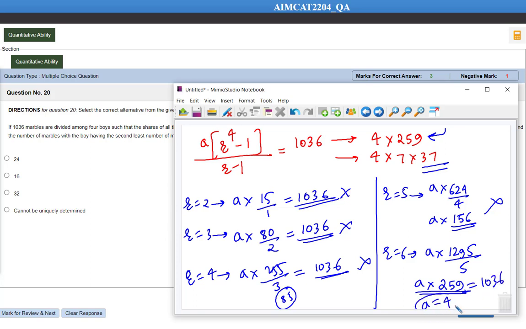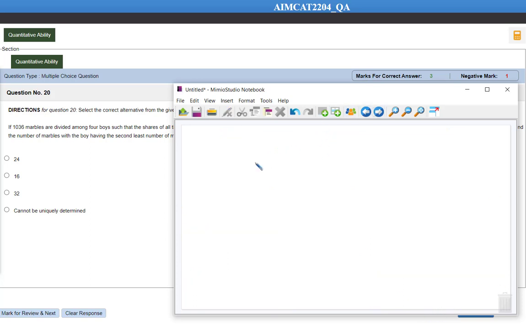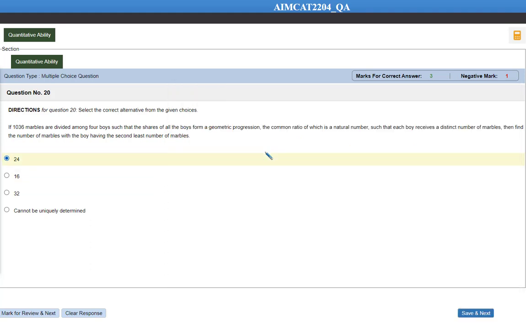A is equal to 4 means those four numbers are going to be how much? 4 into 6 is 24, into 6 is 144, and 144 into 6. So second smallest is 24. Okay everyone, so this question can be incorrect, the answer can be incorrect, but let's take the risk and let's mark 24 and let's move ahead.